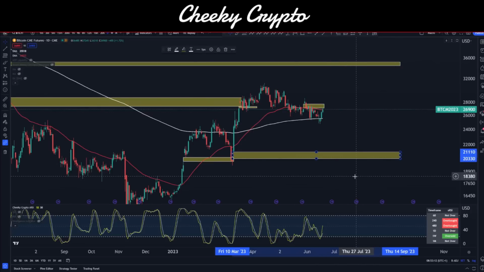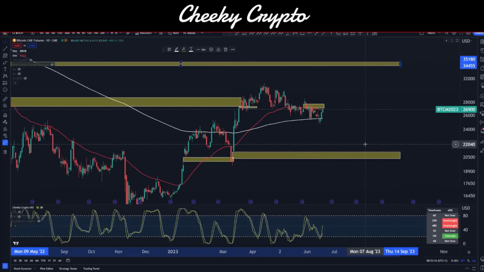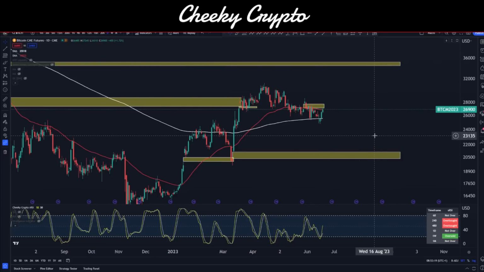I'm thinking the CME gap at 20,000, so the one that's likely to get filled out before the one at 34 to 35. At least at the point of recording, that's how I feel about it. But the crypto market moves very fast. That may change a little.